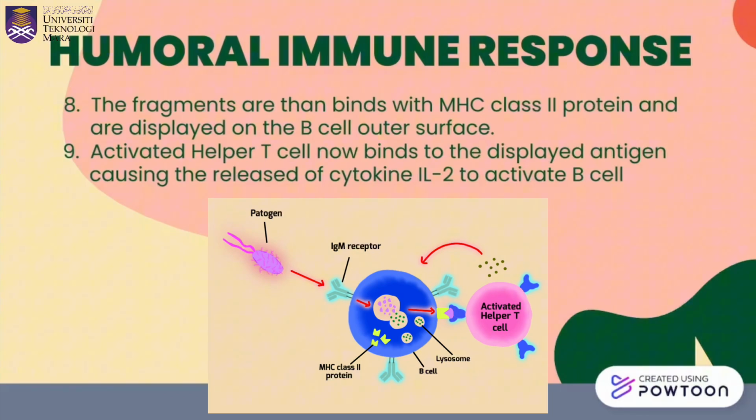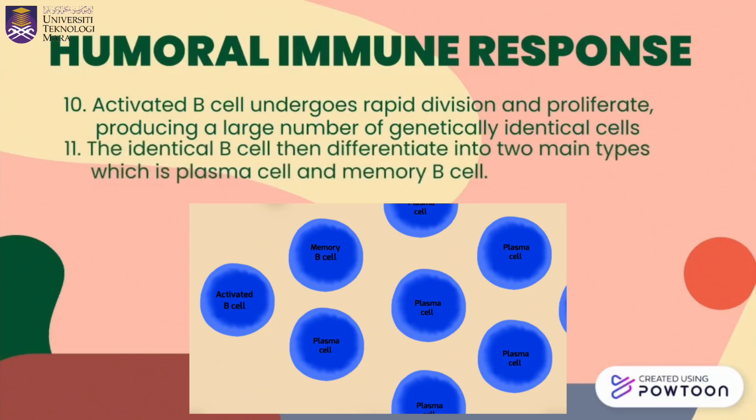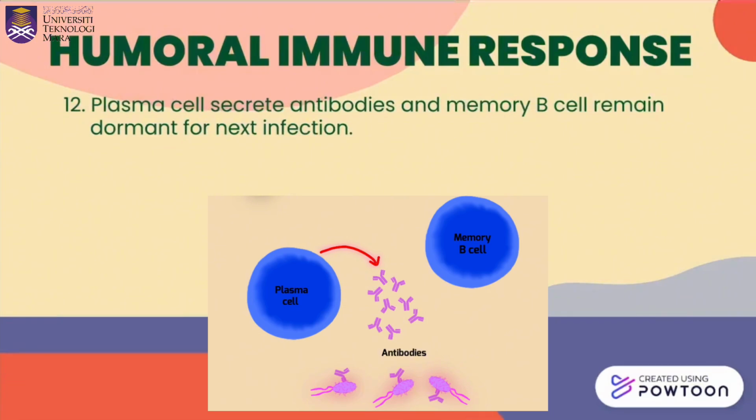The activated B cell undergoes rapid division and proliferation, a process known as clonal expansion, creating a large number of genetically identical cells that all target the same antigen. These identical cells then immediately differentiate into two main types: the antibody-secreting plasma cell and the long-lived memory B cell. The plasma cells secrete antibodies which are released into the system, and memory B cells remain dormant for the next infection.